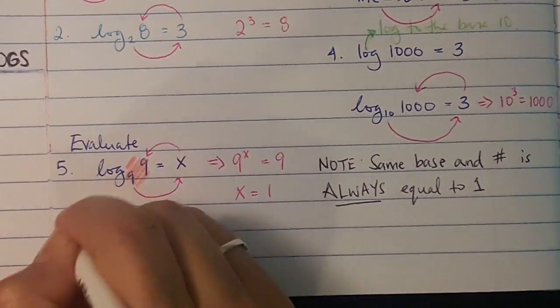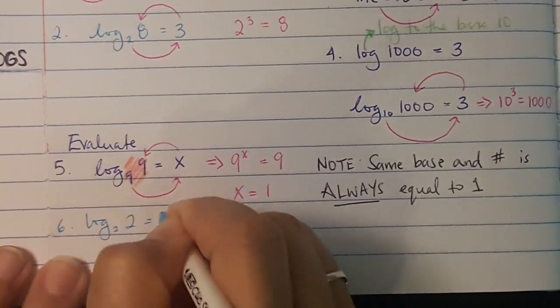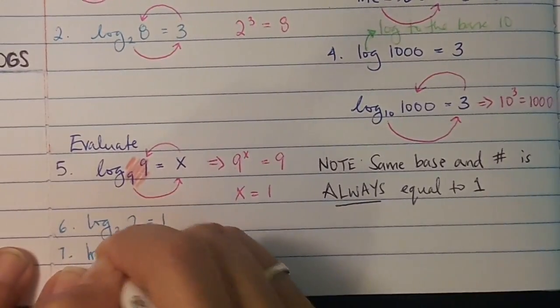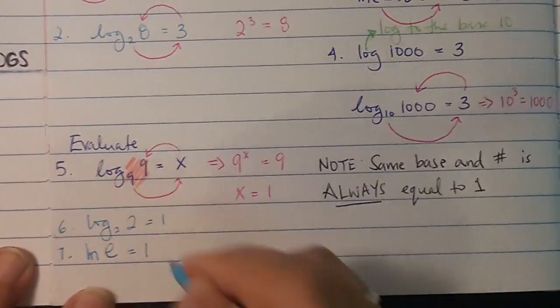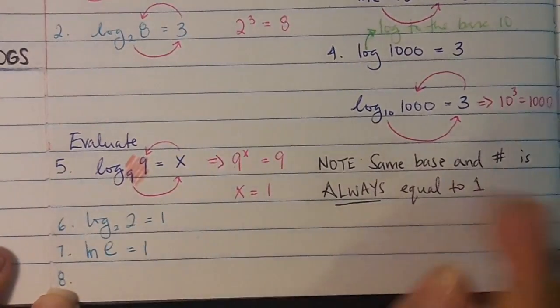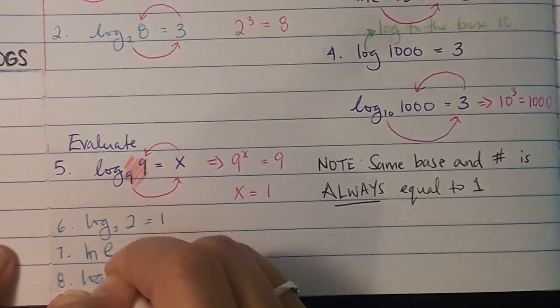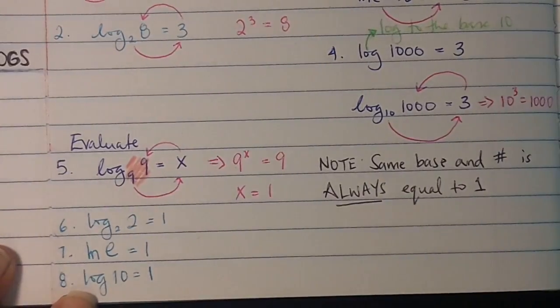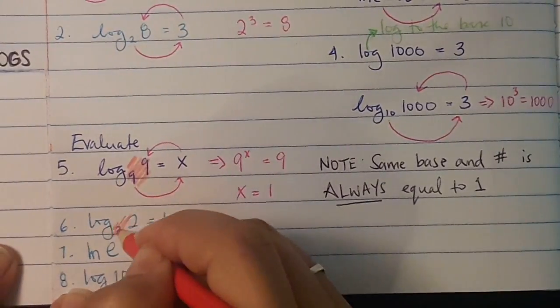Log to the base 2 of 2 is equal to 1 because they're the same number. A natural log has a base e, so natural log of e is also equal to 1. If you had log to the base 10 of 10, that's also equal to 1. Remember, if you don't write the base in, it's automatically 10. Alright, so again, it's always equal to 1.